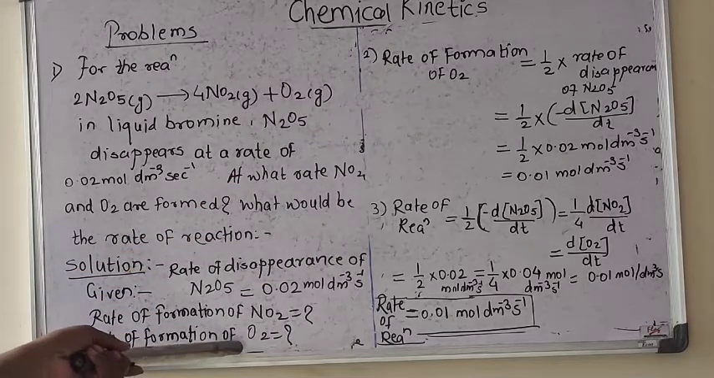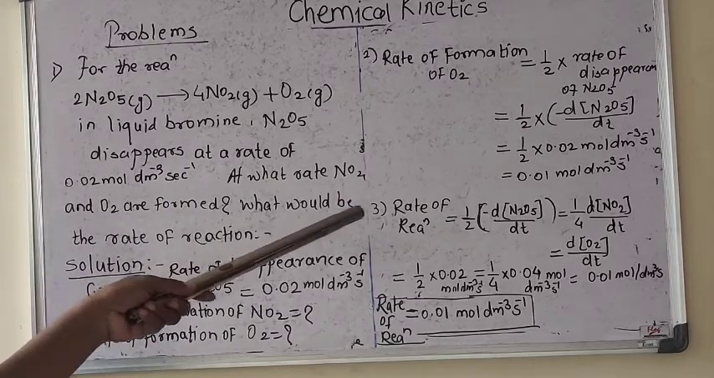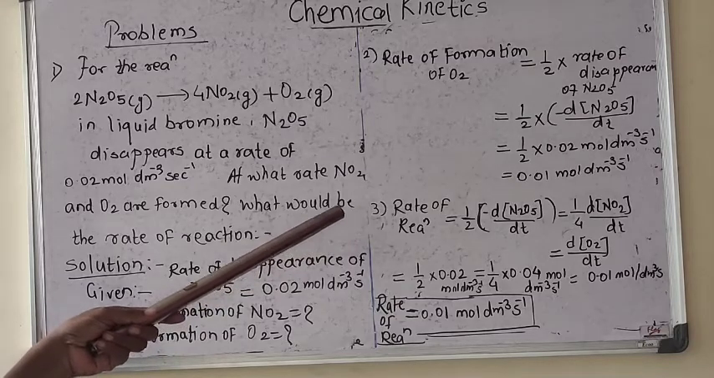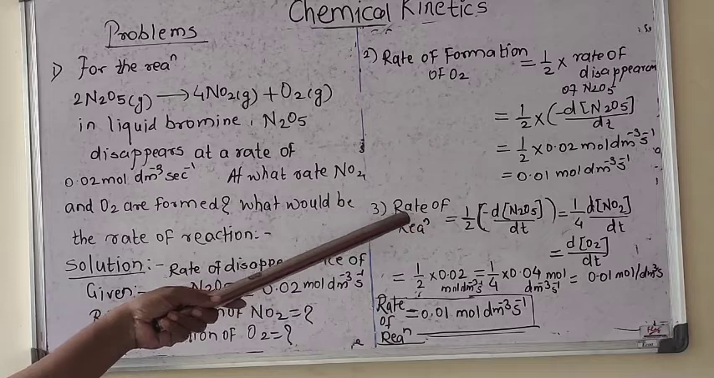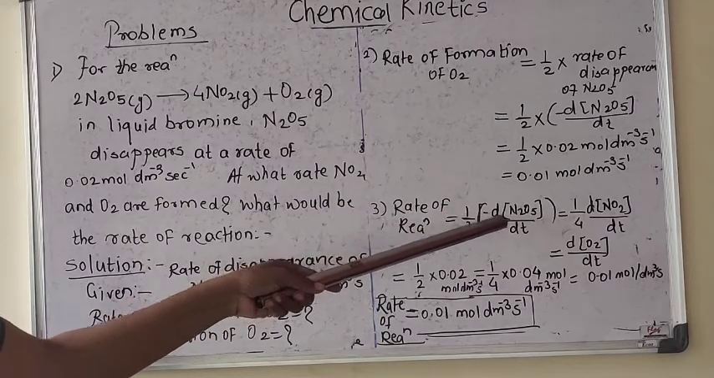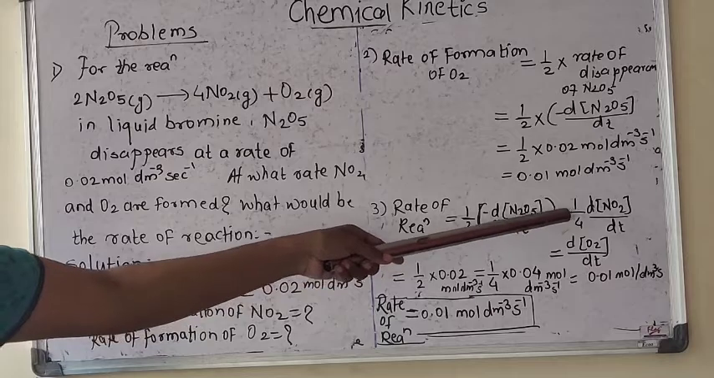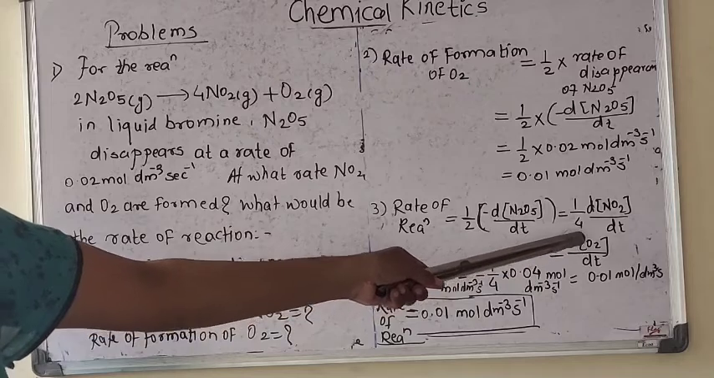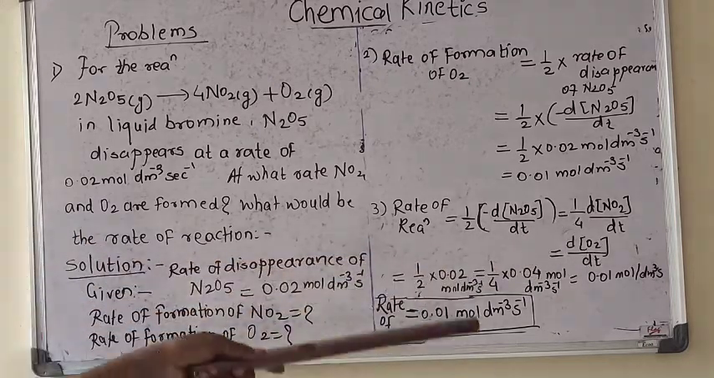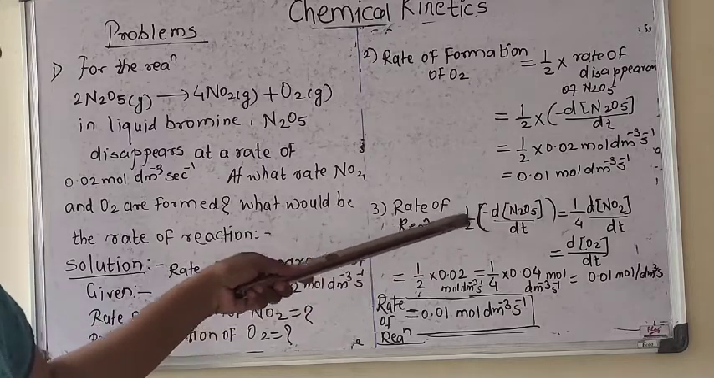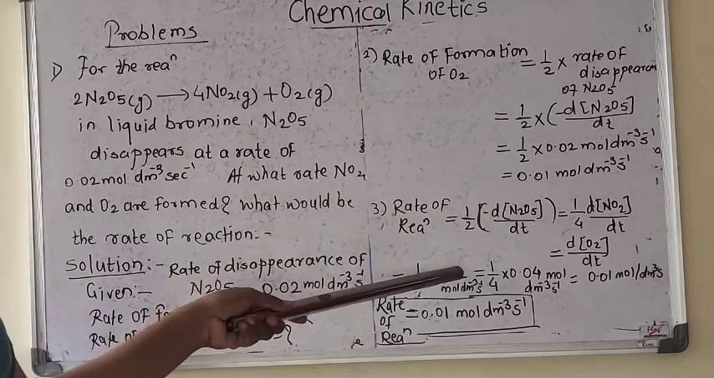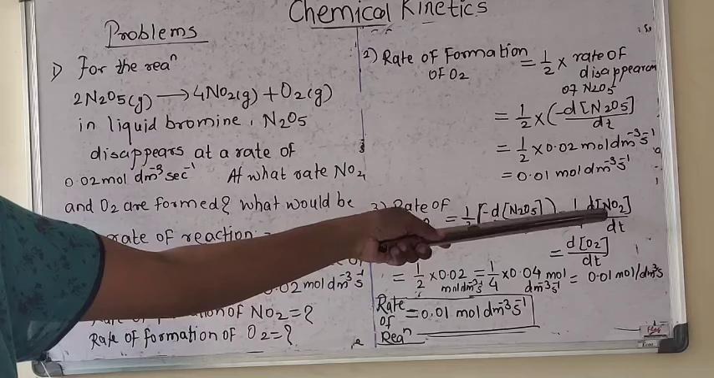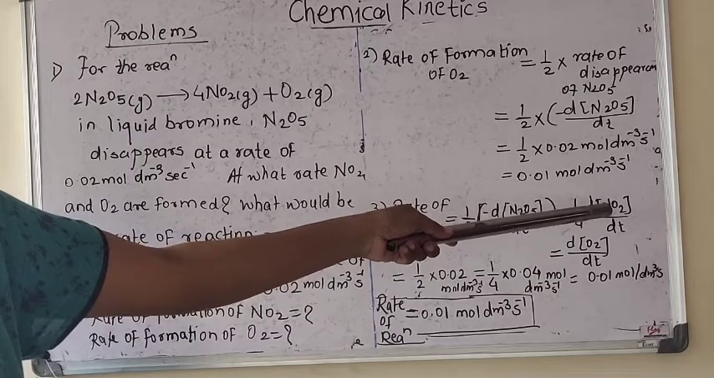Now the third thing asked is the rate of the reaction. The rate of reaction is given in terms of the consumption of the reactant and the formation of the product. So the rate of reaction is equal to 1/2 into minus d of N2O5 upon dt, equal to 1/4 d of NO2 upon dt, equal to d of the molar concentration of O2 upon dt. The rate of disappearance of N2O5 is 0.02. So 1/2 into 0.02 equals 1/4 d of the concentration of NO2 upon dt.